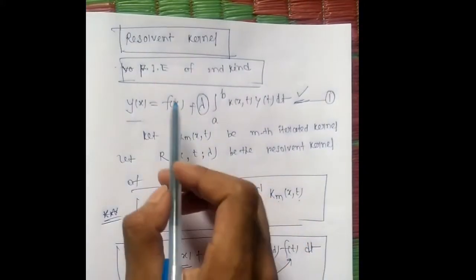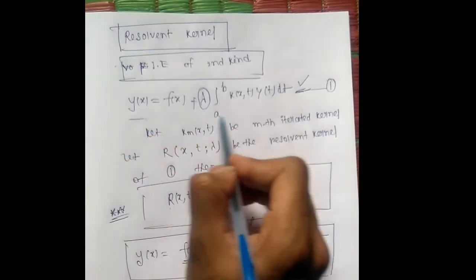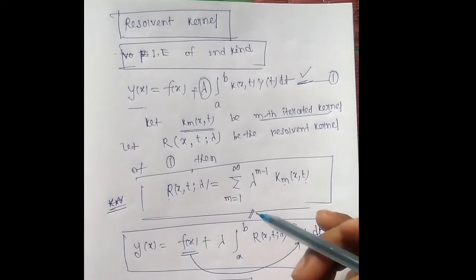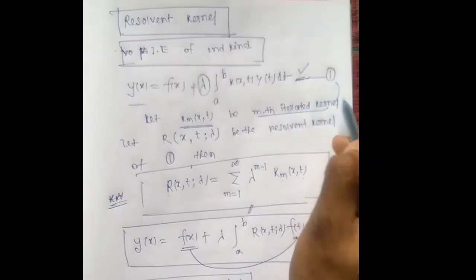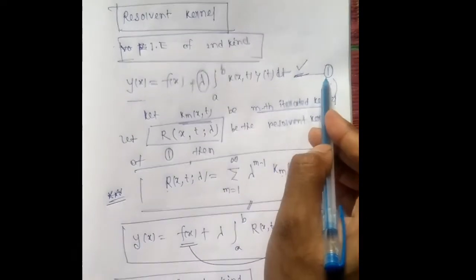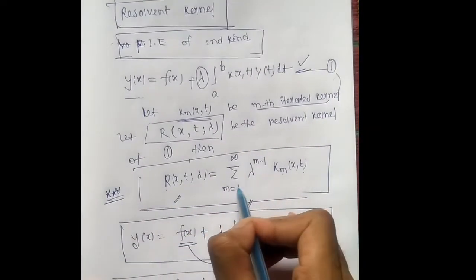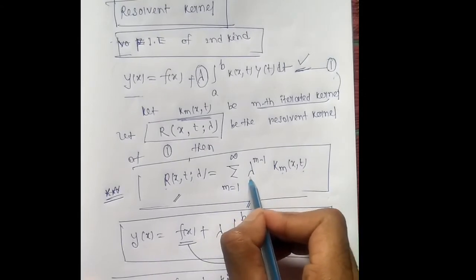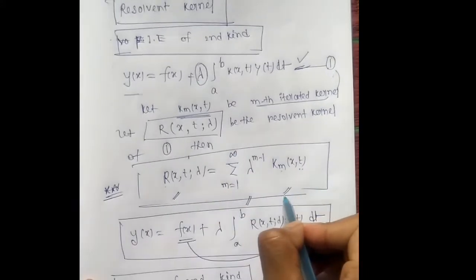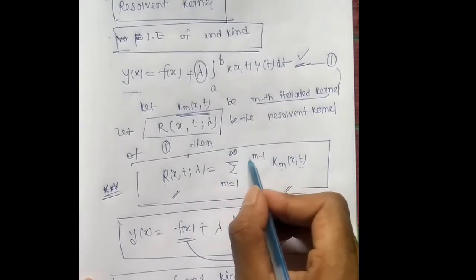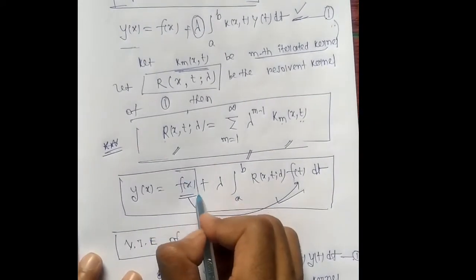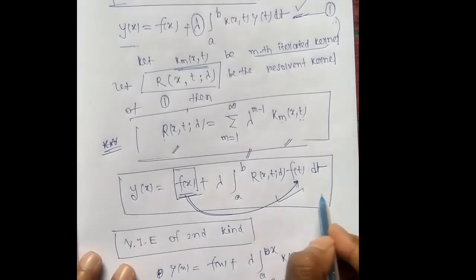You can also see that. Consider a Fredholm integral equation of second kind, okay, and K_m(x,t) be the mth iterated kernels of 1. If this be the resolvent kernel of 1, then R(x,t;lambda) is summation over lambda to the power m minus 1 K_m(x,t), m equal to 1 to infinity. This is very important. This is an infinite series. If this exists, then the solution of 1 is this. You can see that f(x) can be written as f(t).